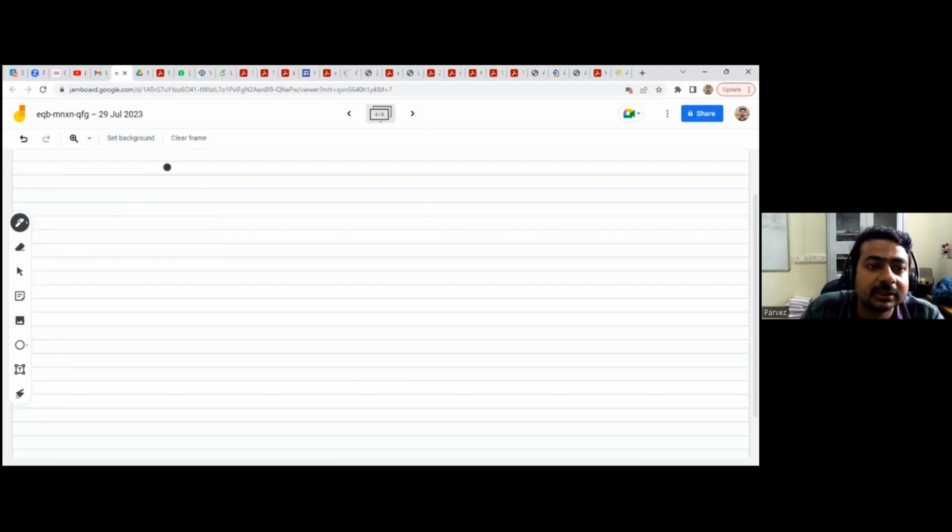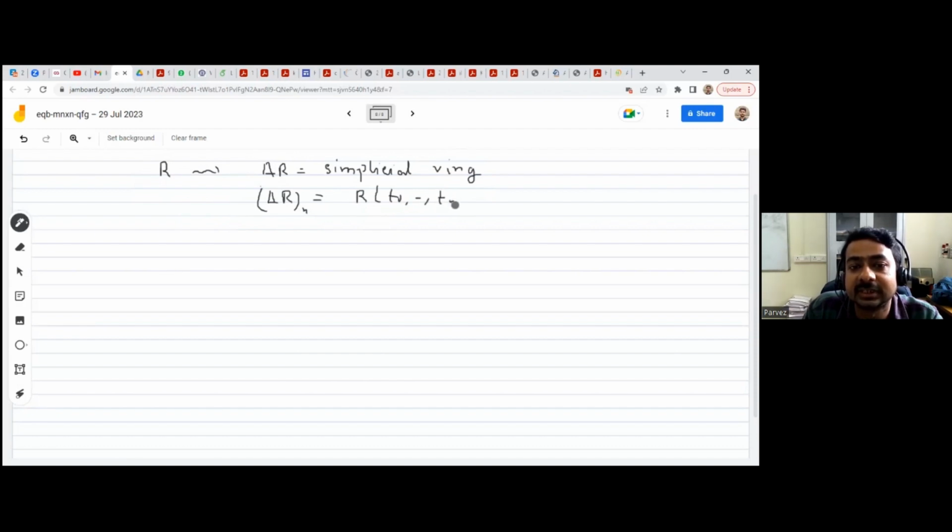So now what will we do? Given a ring R, we will consider this Delta R. What is Delta R? Delta R is a simplicial ring. So let's see the structure of the ring. What is Delta R at the nth position? This is R[T0, ..., Tn], so n plus 1 variables, and then you go modulo the hyperplane sum of Ti minus 1. Okay, you go modulo this.